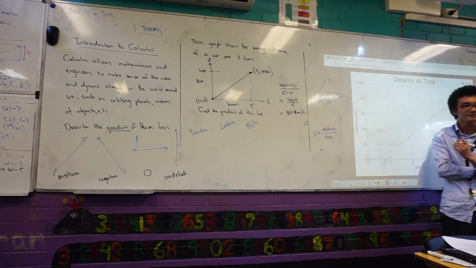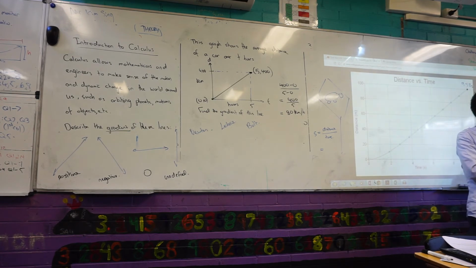You have to count through things at once. It's still average. You could be going quicker or slower. It's a speed over a certain amount of time.